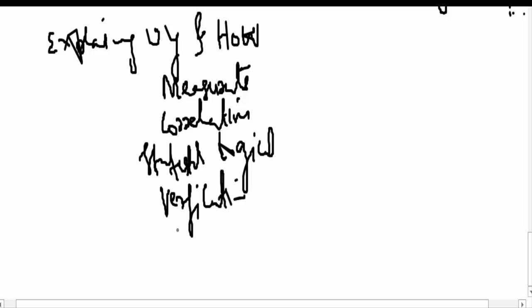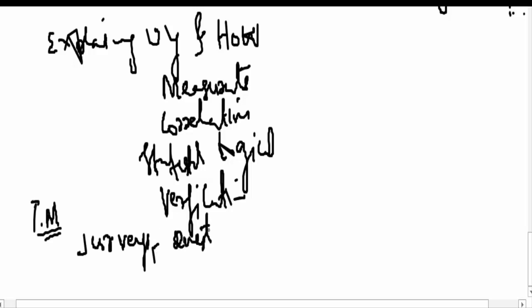And the typical methods we're going to use are, for example, surveys. We're going to use questionnaires, and we're going to use random sampling, etc.